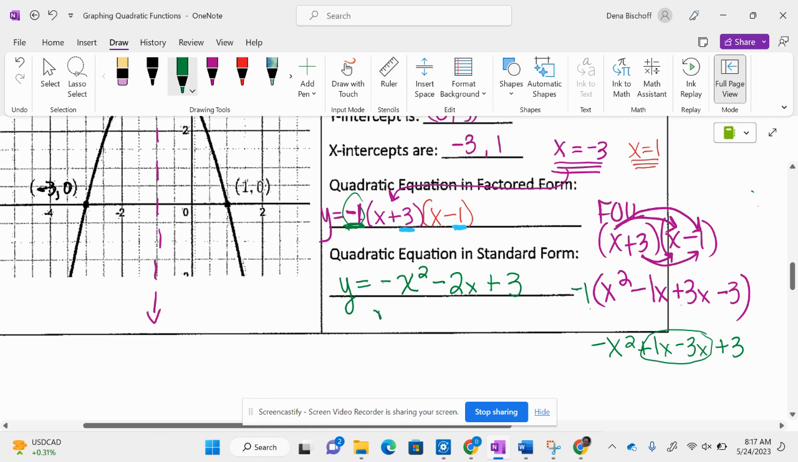So I'm going to just label all the pieces. A is negative 1, B is negative 2, and C is 3. Remember, C is your y-intercept, and that is where it crosses the y-axis. A is negative, so your graph is going to open down, and it does. Okay. Questions? Okay, I'm going to leave that there for a second, and then we're going to flip over and graph 2 of them.